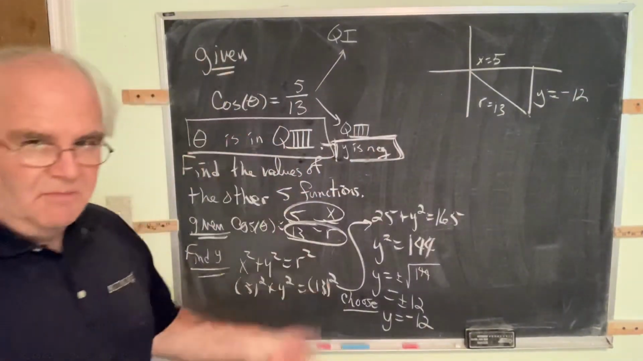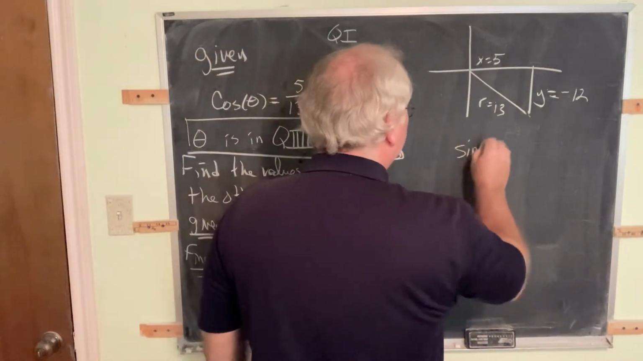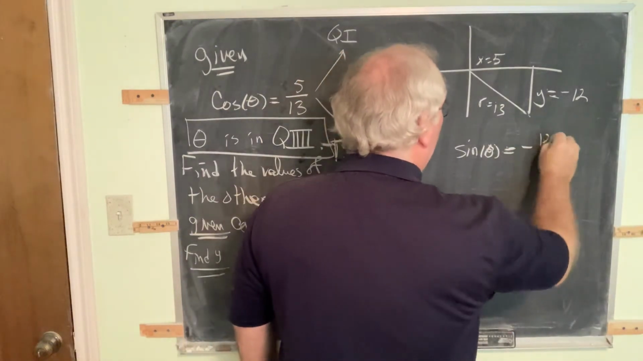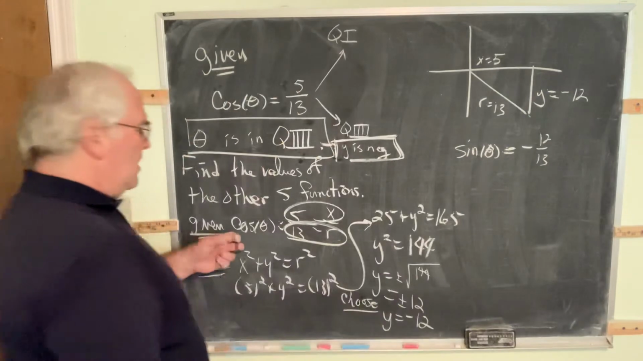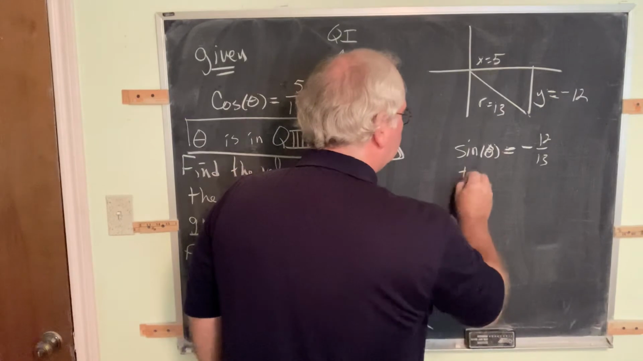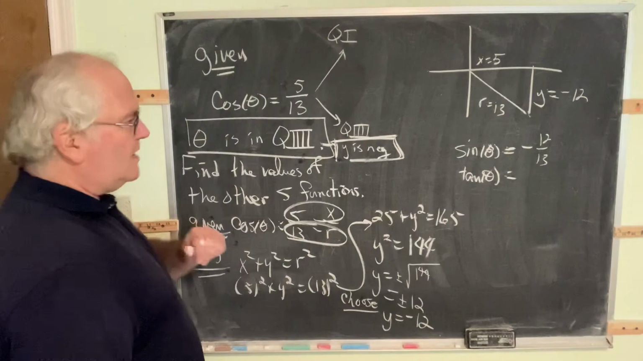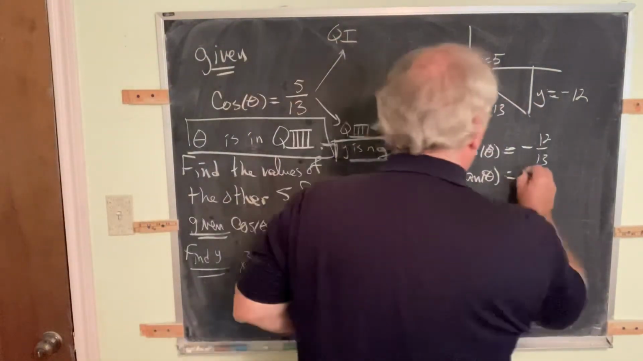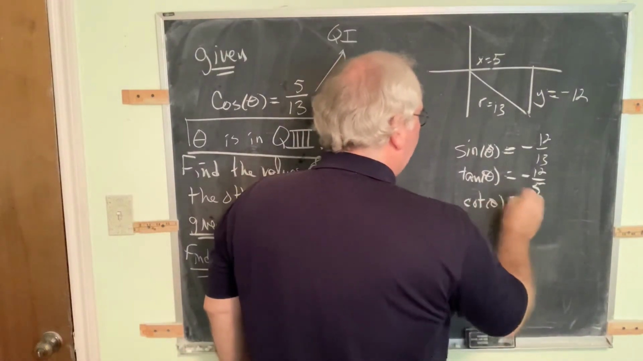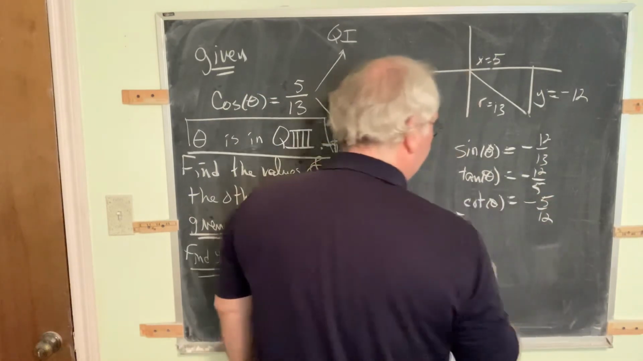The rest of this is easy money. It's the X, Y, R definitions. We need sine of theta. Sine of theta is y over r, negative 12 over 13. Cosine theta we don't need because we already have it. Just find the value of the other 5. So we do need tangent. Tangent theta is y over x, where y is negative 12 and x is 5. Cotangent theta is x over y. That's negative 5 over 12.